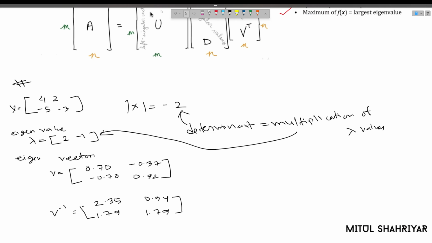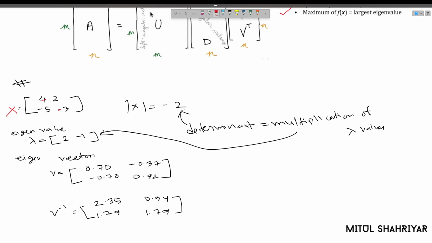If you don't understand, this is our X. Let me just write it. Assume that we have a matrix which has the values 4, 2, -5, -3. Okay, no issues. Now if you want to find the determinant of the matrix, we can represent a matrix using some sort of scalar value, which is the determinant. So the determinant is -2.